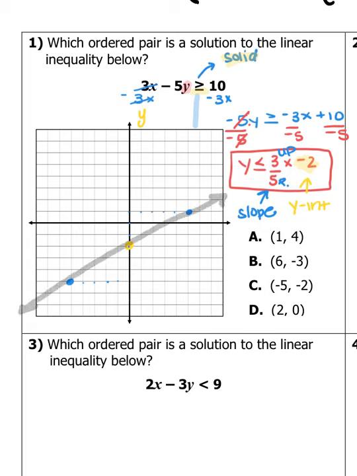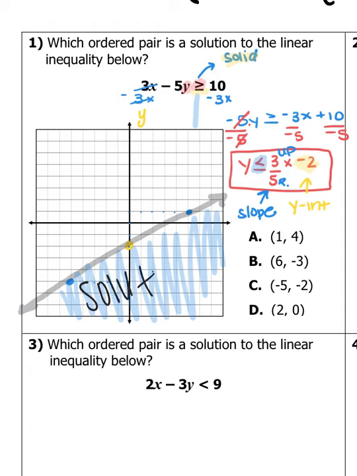All right, the next step is to shade. It is greater than, oh, I lied. Whoopsies, we need to look down here. Sorry, I'm using the wrong one. It's less than or equal to, so less than means I shade below. Everything I just shaded is a solution. Every coordinate under there is a solution. So we just have to pick from these which one is in that shaded blue region.